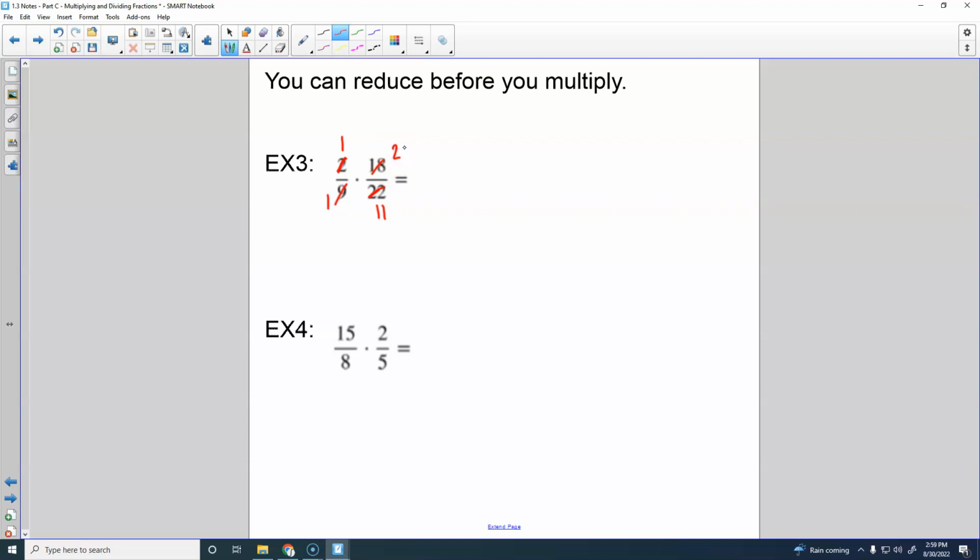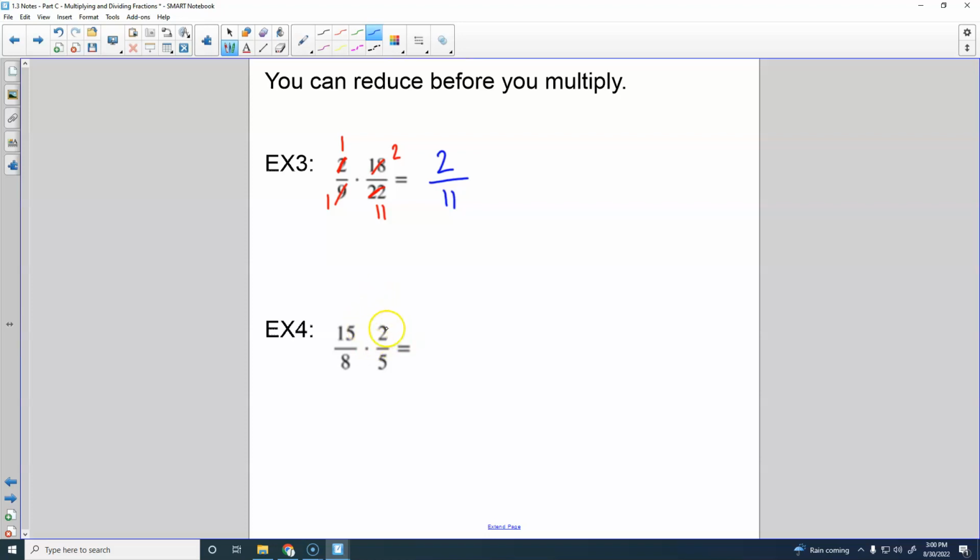Okay? It makes it so much easier because now that I have reduced, I just multiply the top numbers. 1 times 2 is going to give me 2. And multiply the bottom numbers. 1 times 11 is going to give me 11. You don't have to do it that way. You can multiply and then reduce. It's just that you're not going to have a calculator, so it makes it a little bit easier to deal with. This one is easier to deal with just multiplying straight across than the one that we just did, but you can still reduce here.